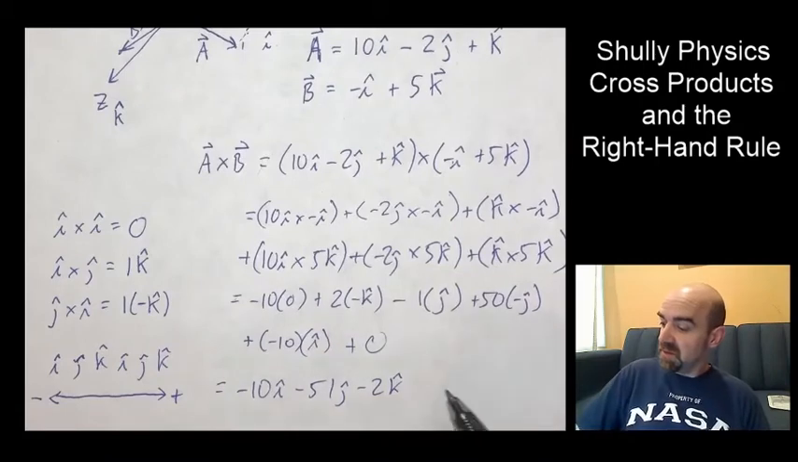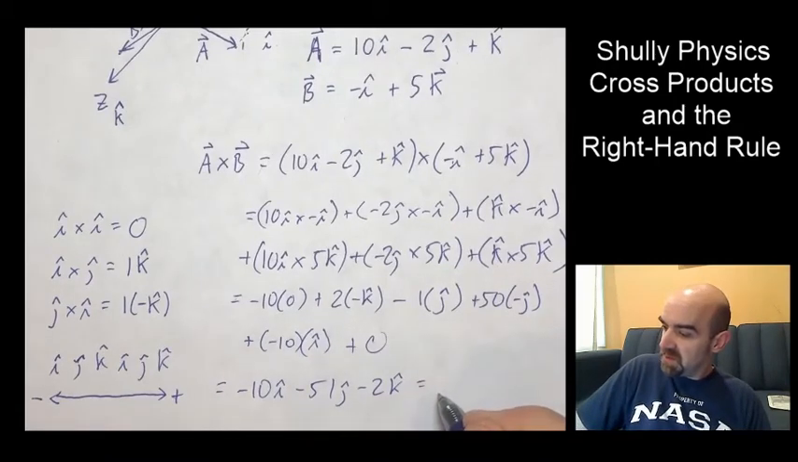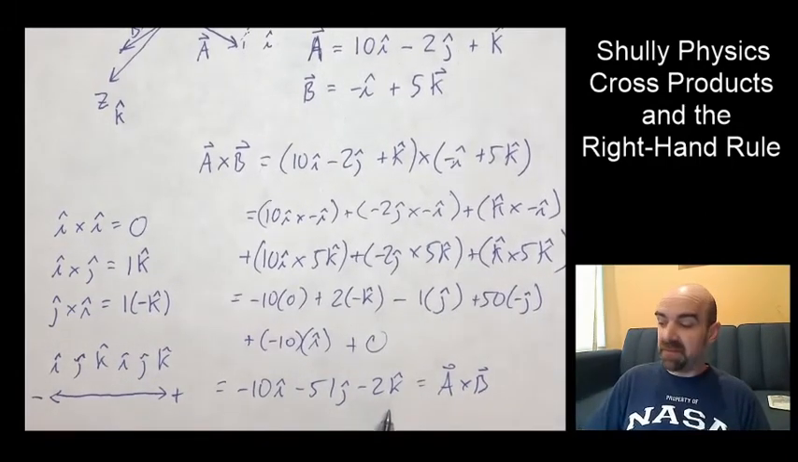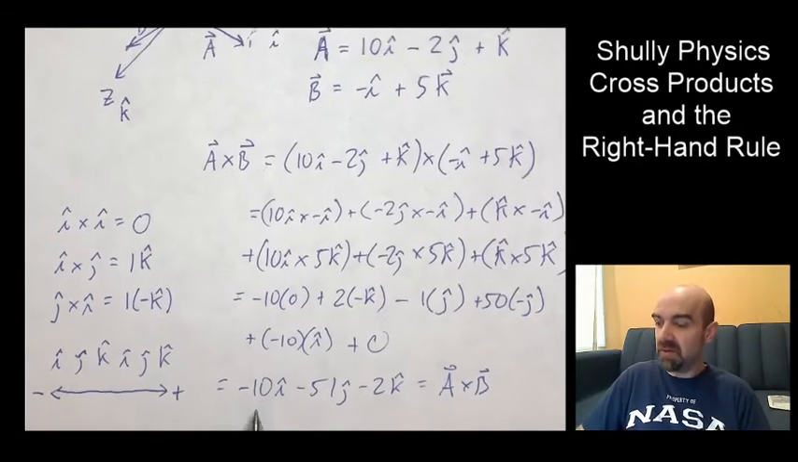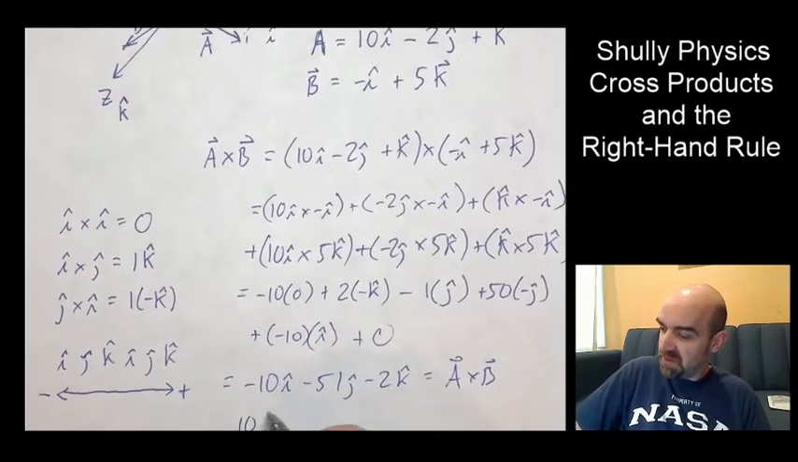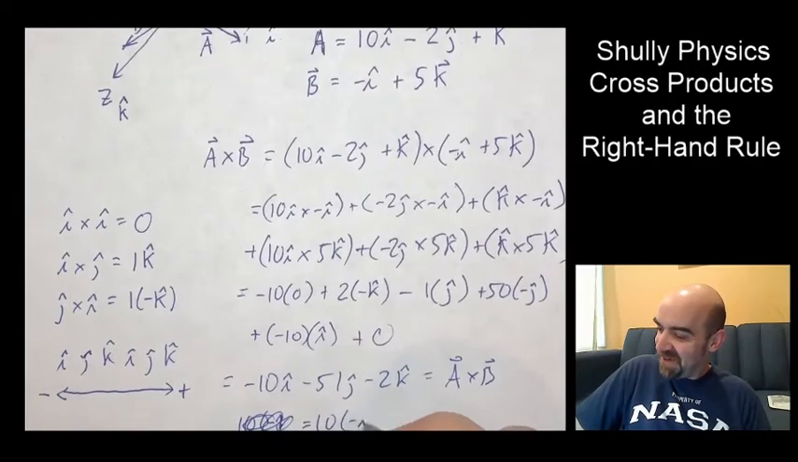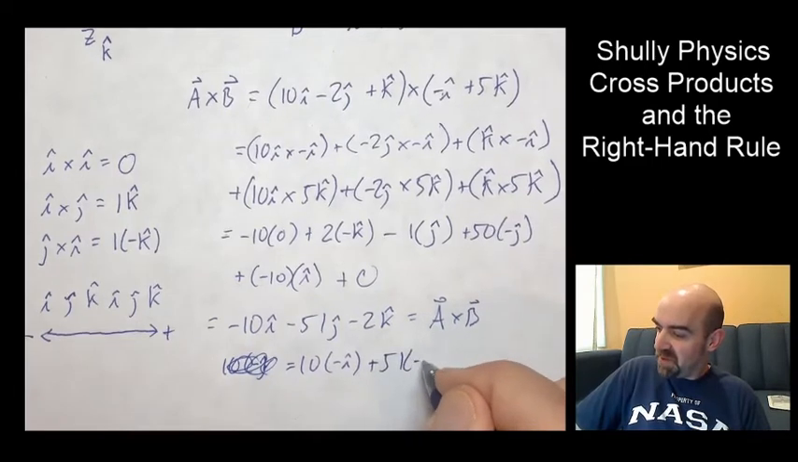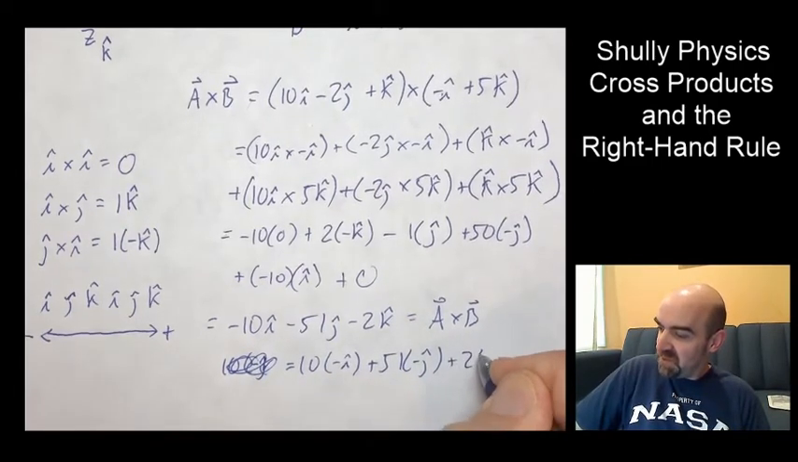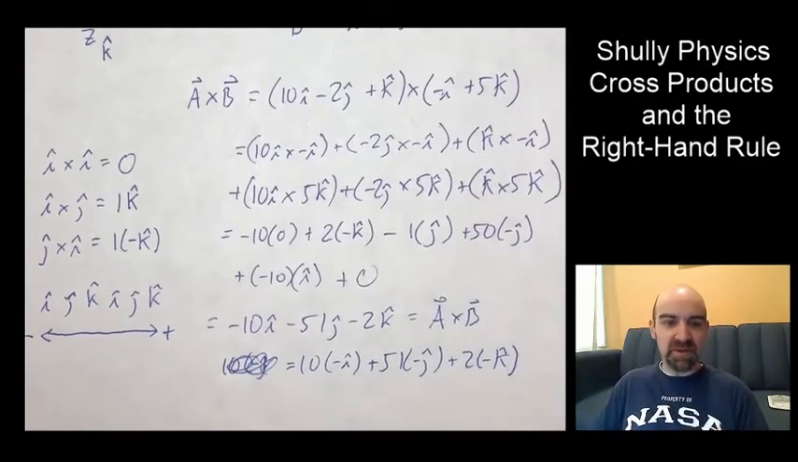So my cross product of A cross B is this goober here. Now technically those negatives are not attached to the coefficients, they're attached to the direction. So let's get technical here. Let's rewrite that. That's 10 in the negative i direction, plus 51 in the negative j direction, and plus 2 in the negative k direction. Okay, so that is the cross product, that very ugly looking vector.